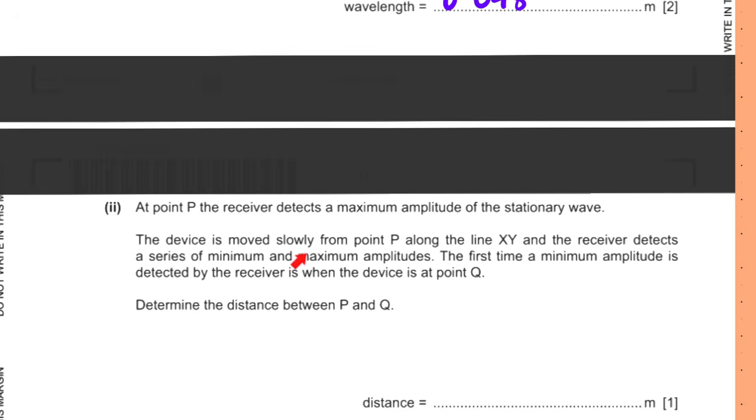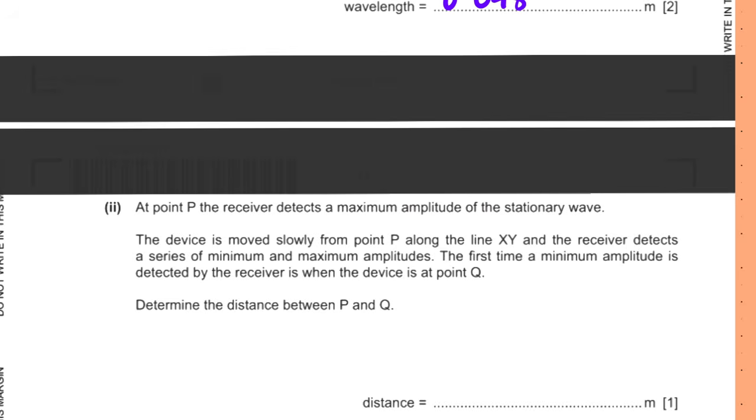Next, at point P, the receiver detects a max amplitude of the stationary wave. The device is moved slowly from P along the line XY, and the receiver detects a series of min and max amplitudes. The first time a minimum amplitude is detected by the receiver is when the device is at point Q. So it detects a max at P and then a min at Q.